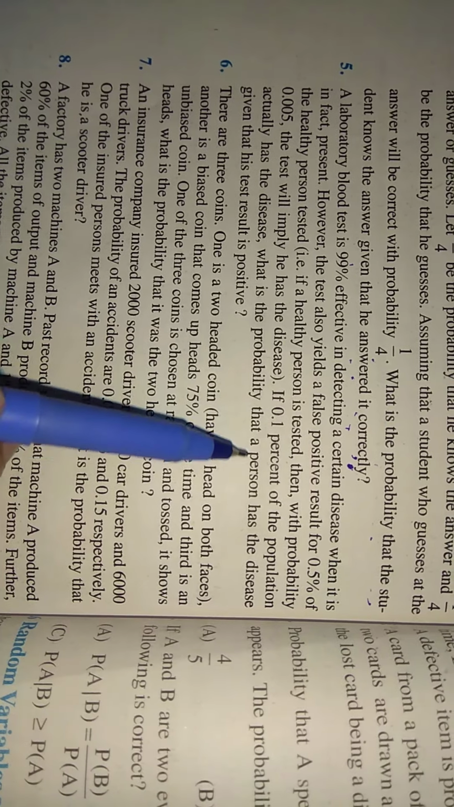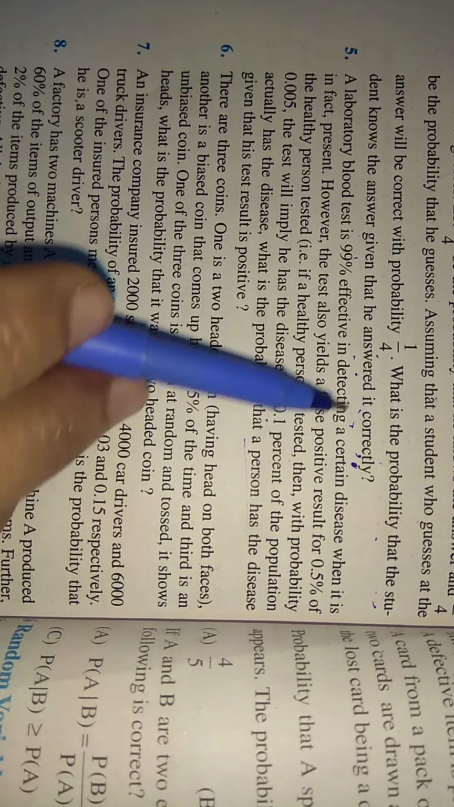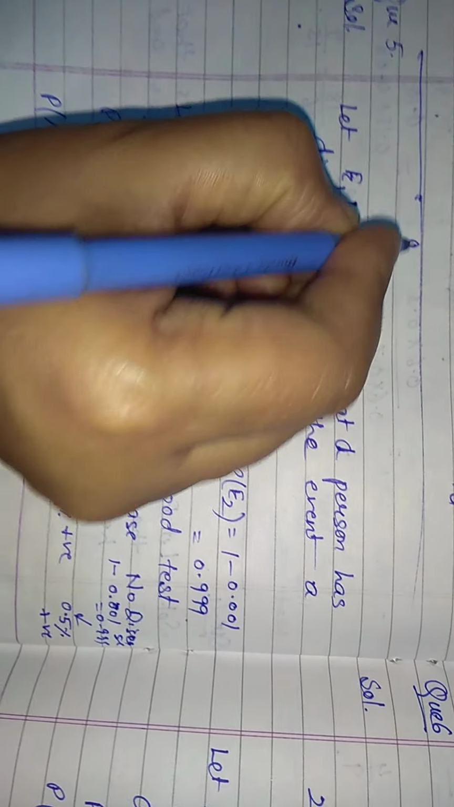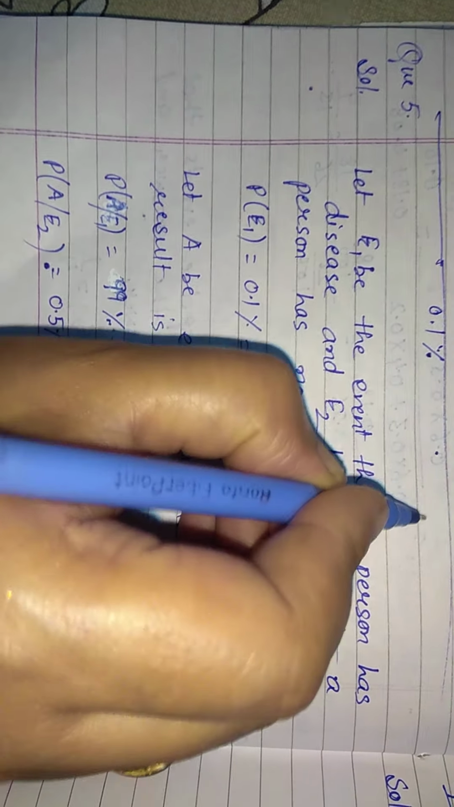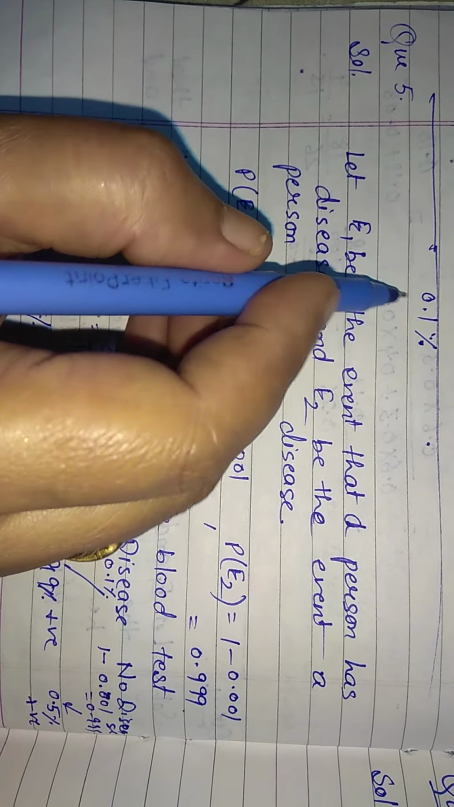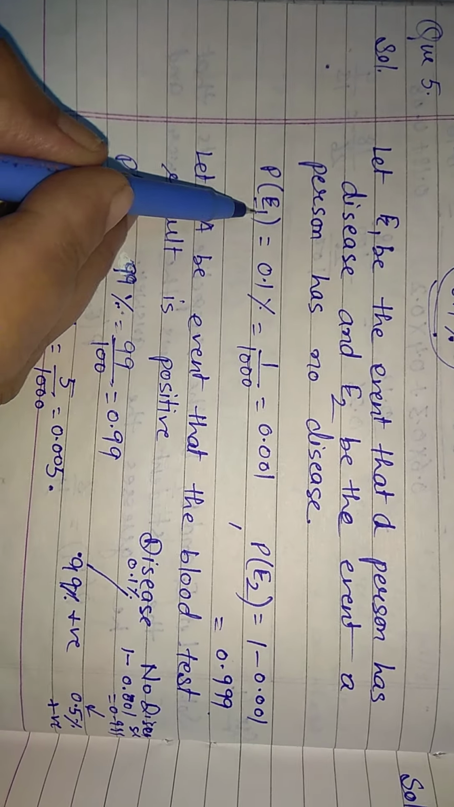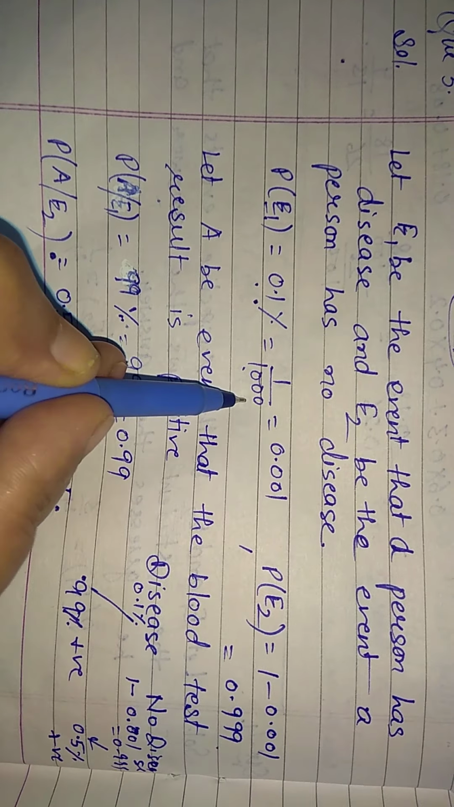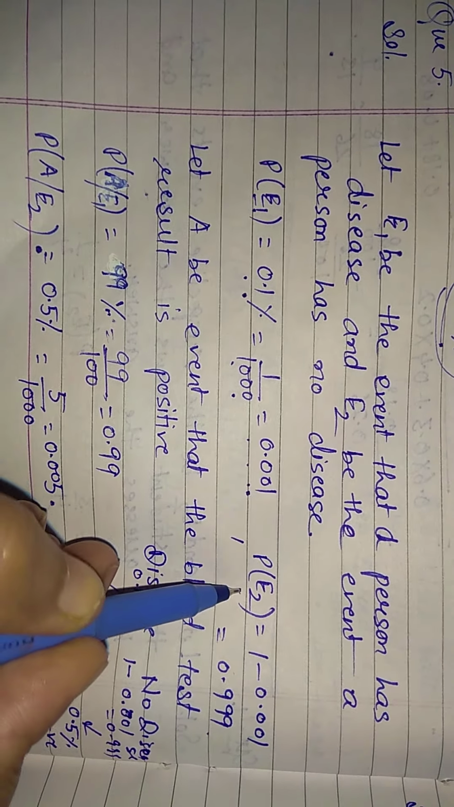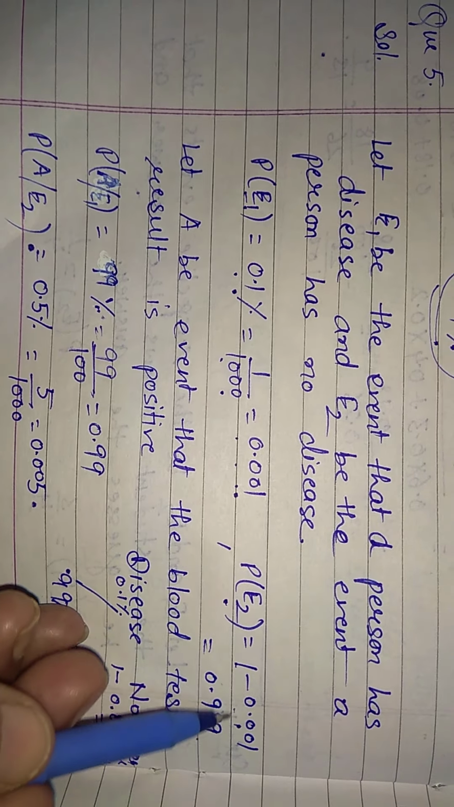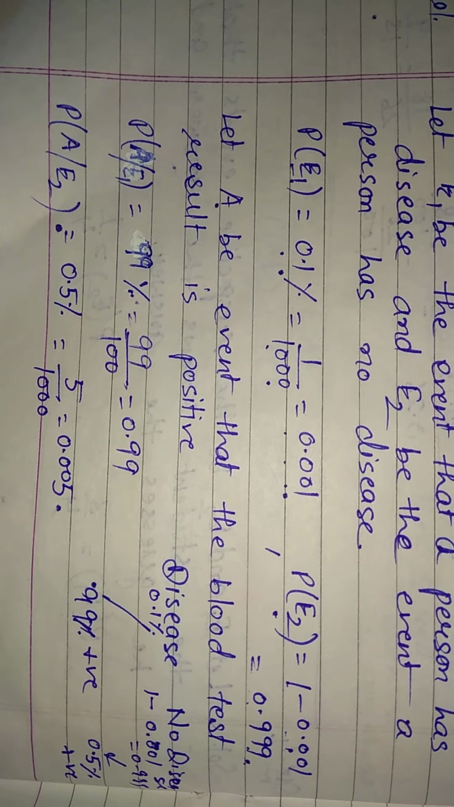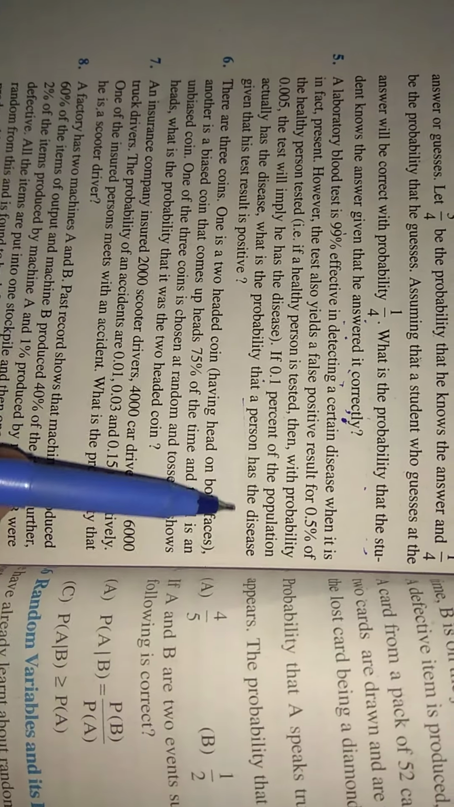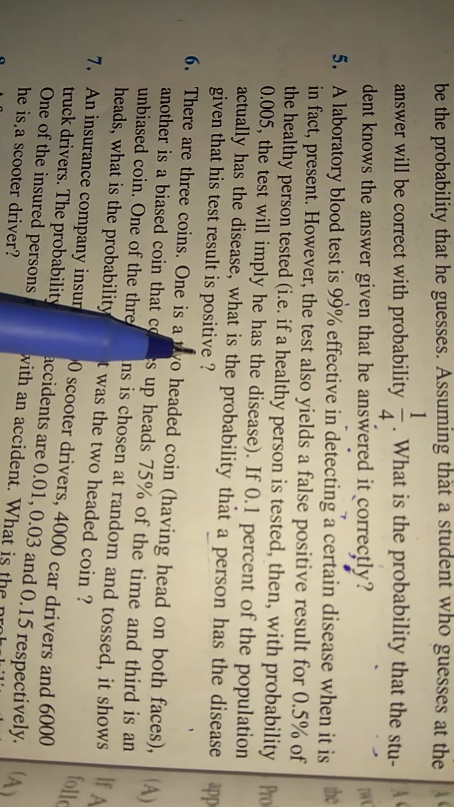So we will discuss this part later. You have to read the question again. I am telling you what the question is. 0.1% of the population has the disease and the rest have no disease. So firstly we will take P(E1) as 0.1%. This is 1/1000, 0.001, and P(E2) will be 1 minus P(E1), so this is 0.999, and we have to find out the probability that a person has the disease given that his test result is positive.